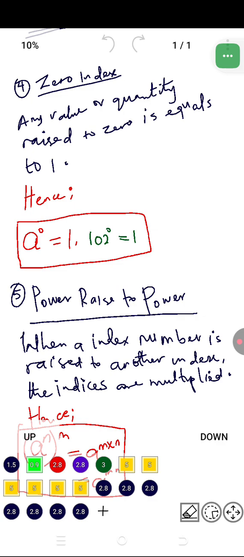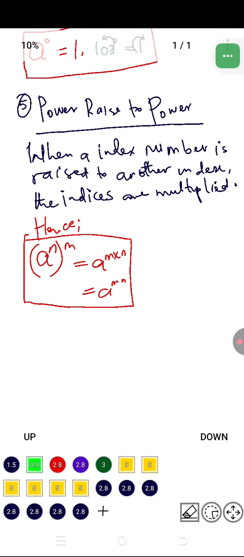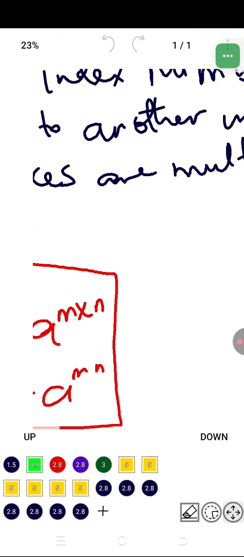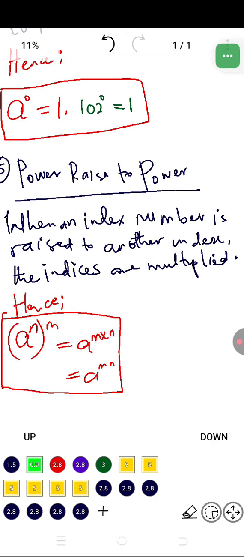Then let's look at power raised to power. Power raised to power says when an index number is raised to another index, the indices are multiplied.